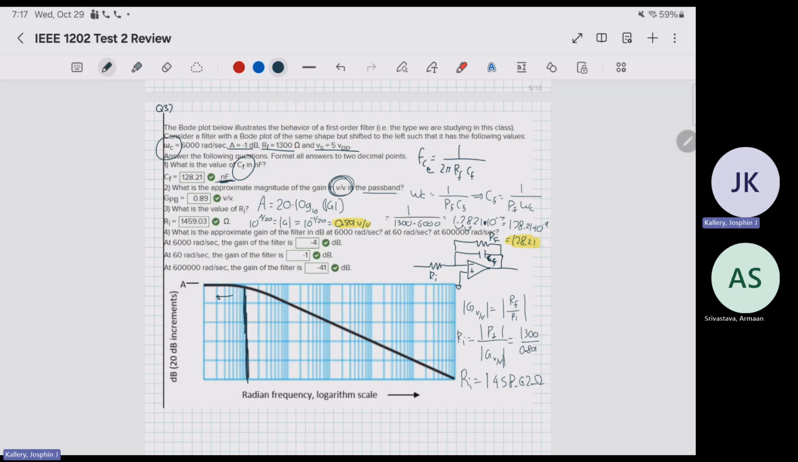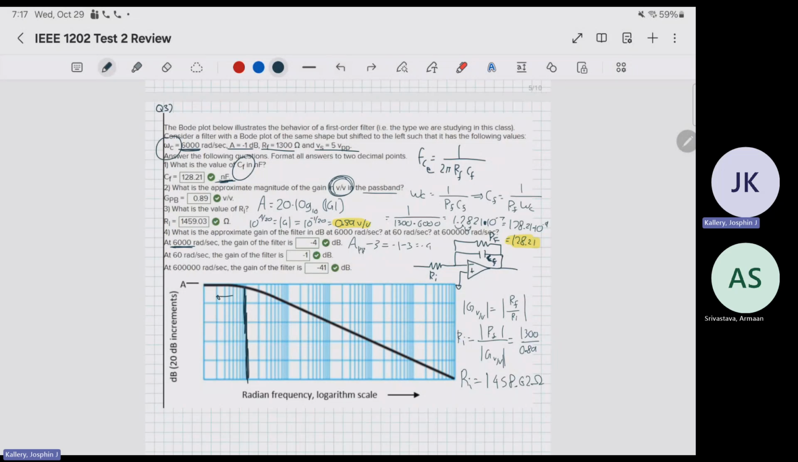Now we're asking, what is the approximate gain of the filter in decibels at different angular frequencies? Okay, so this goes back to the attenuation region stuff, right? So we know that our cutoff frequency is 6,000, right? So at 6,000 radians per second, our gain in decibel will just be our gain in our passband minus 3. So our gain in decibel is -1. So -1 minus 3 equals -4. That's how we get this.